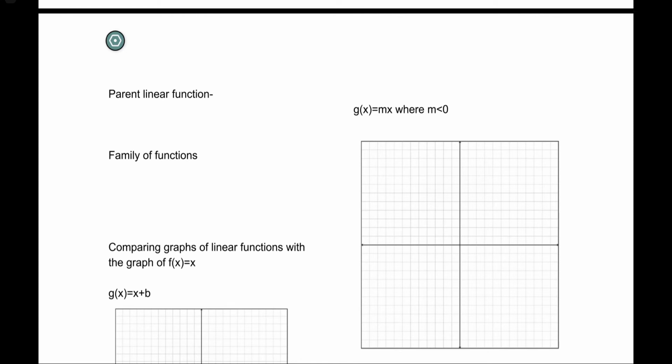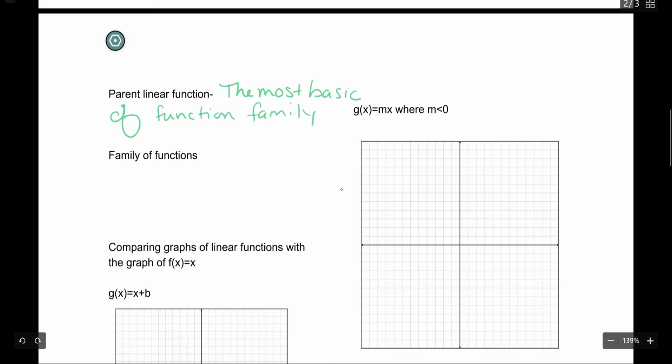Okay, the last part of 4.7, we're going to compare functions. So the first thing we need to know is a parent linear function. A parent linear function is the most basic of the function family. So when we're talking about linear equations, our most basic is our function f(x) equal to x, so that we know that our slope is 1 and our y-intercept is 0. So that's where we're going to compare everything to.